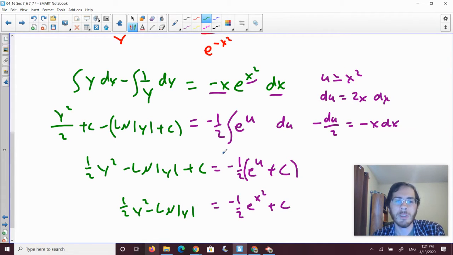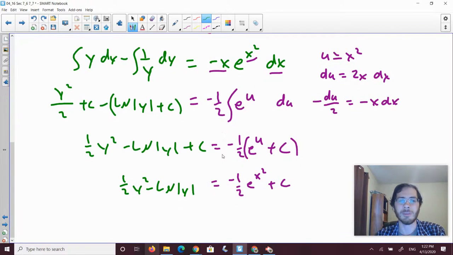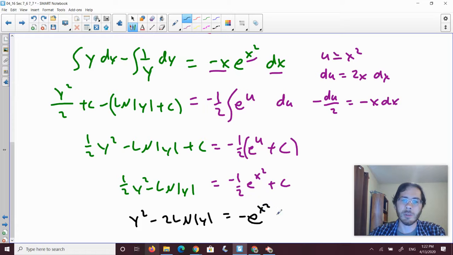So that's going to be what I've got. Now, last time we said we had to get y by itself. I don't think it's going to be prudent to get y by itself here. That seems like a hassle. One thing that might make things a little bit nicer is if we multiplied everything by 2 before we plug everything in. So y squared minus 2 ln y equals negative e to the x squared plus c.